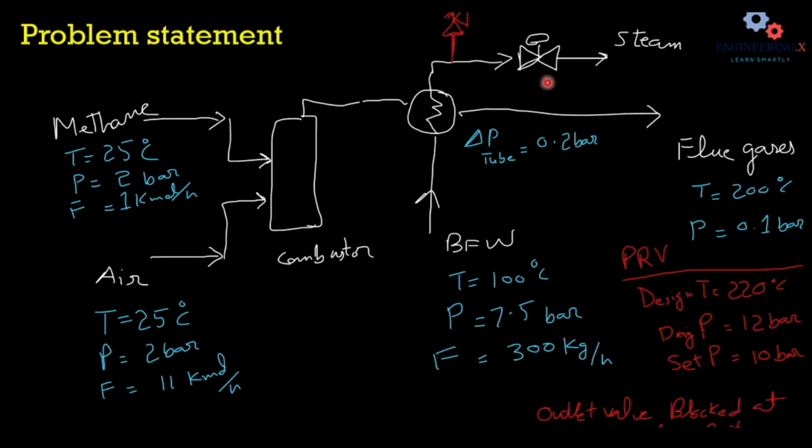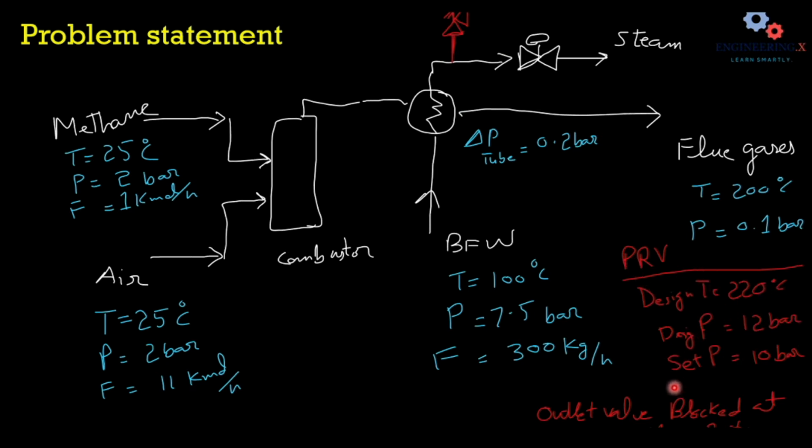So here is the steam outlet valve, and we are assuming that, due to some reason, if this steam outlet valve is stuck in a closed position, then obviously back pressure will build up and it will destroy the equipment. So we want to install a pressure safety valve on this steam line, and for this valve the design pressure and design temperature are given here.